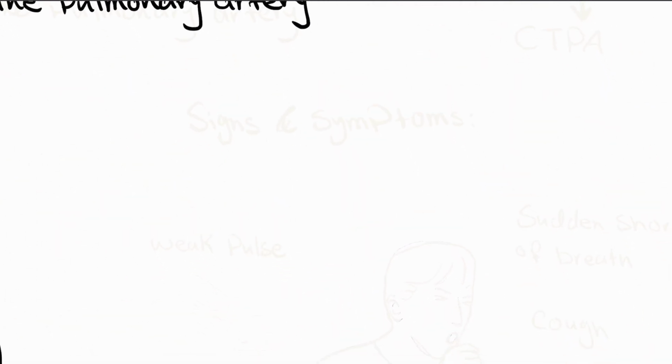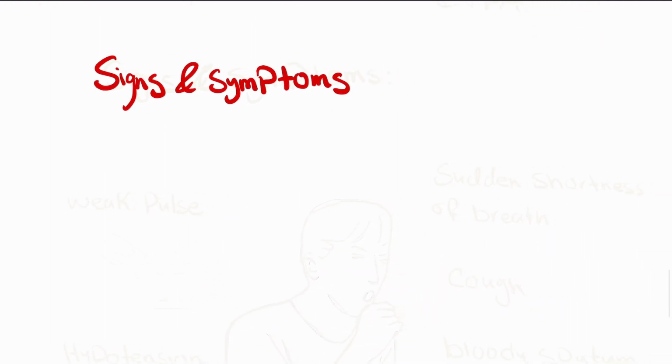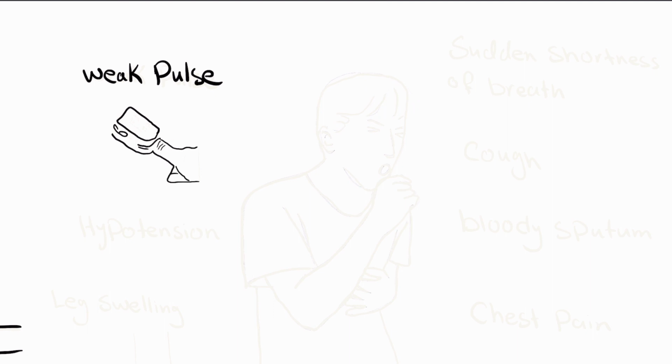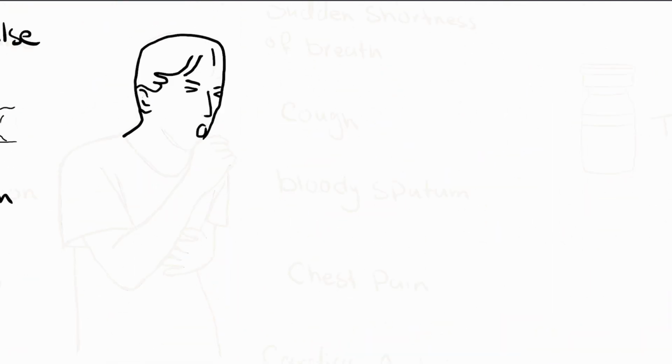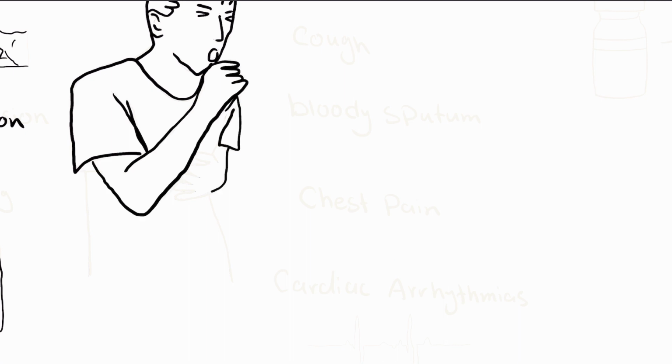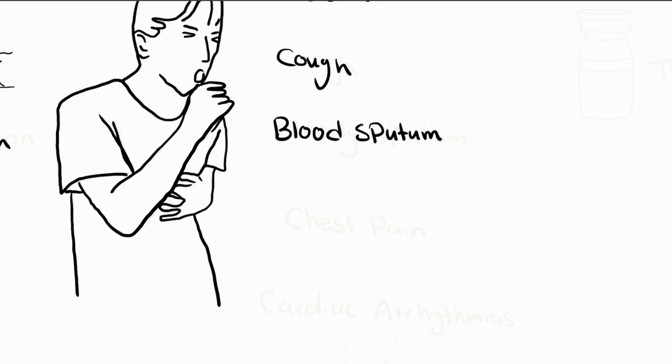The signs and symptoms of pulmonary embolism are not clear and can be misleading, so it's up to the practitioners to raise suspicions on there being a possible pulmonary embolism case. However, the symptoms of the patients with pulmonary embolism can be a weak pulse, hypotension, the swelling of the legs, meaning deep venous thrombosis, shortness of breath, coughing, blood sputum, chest pain, and cardiac arrhythmias.